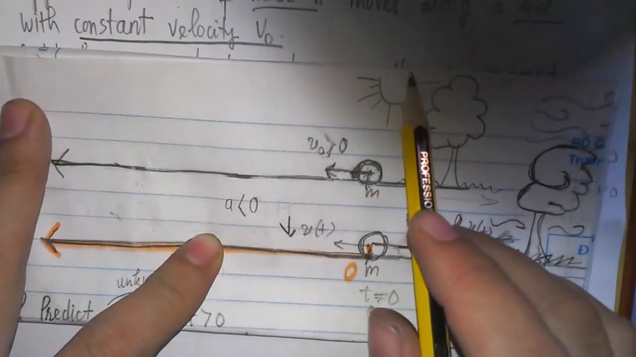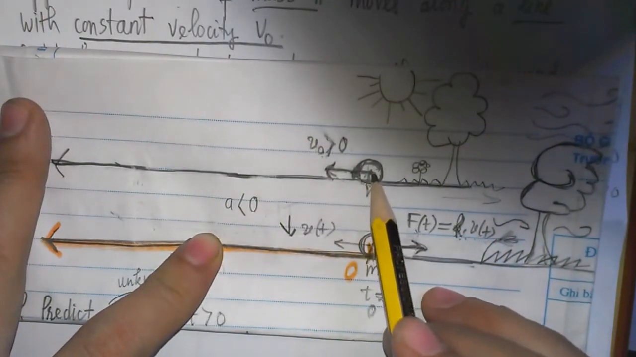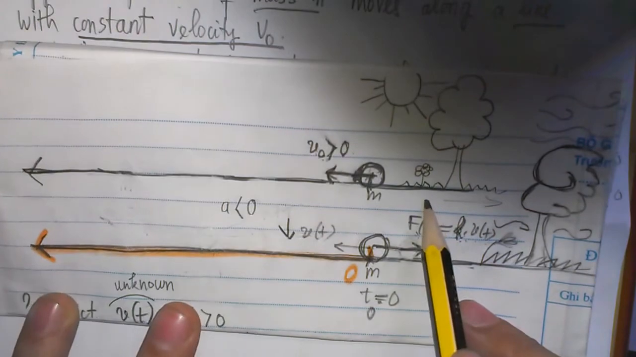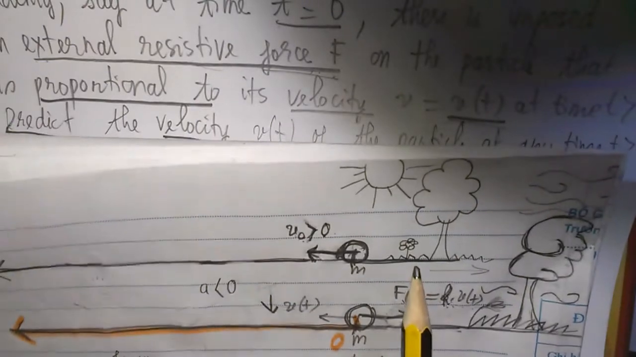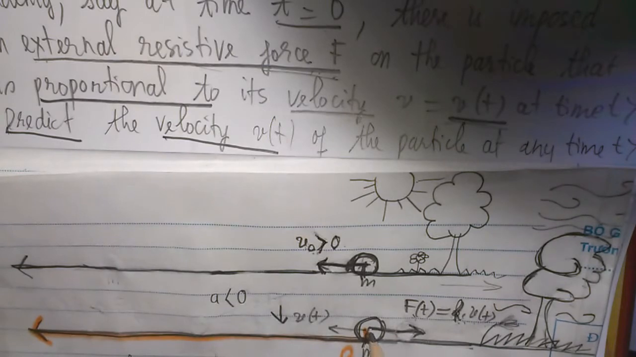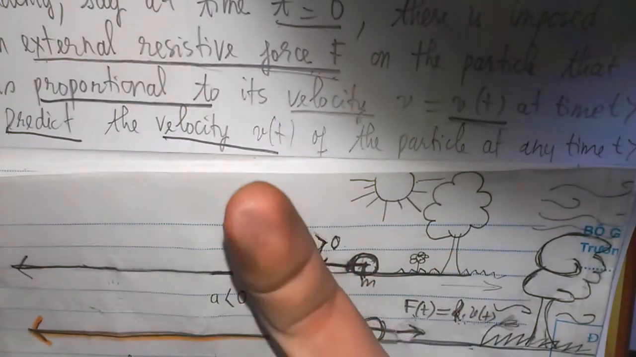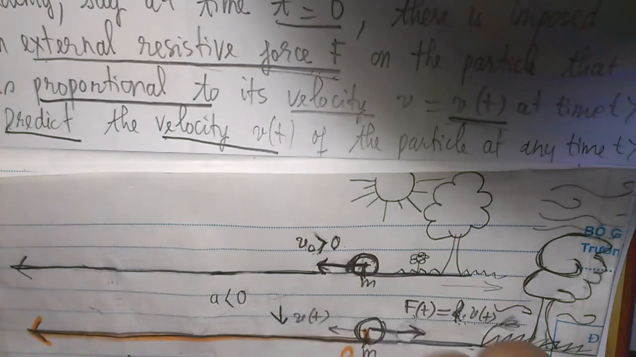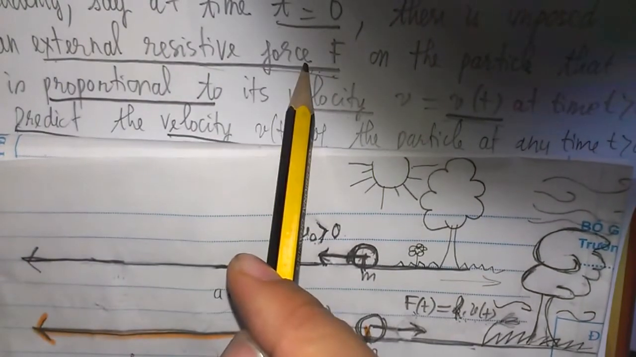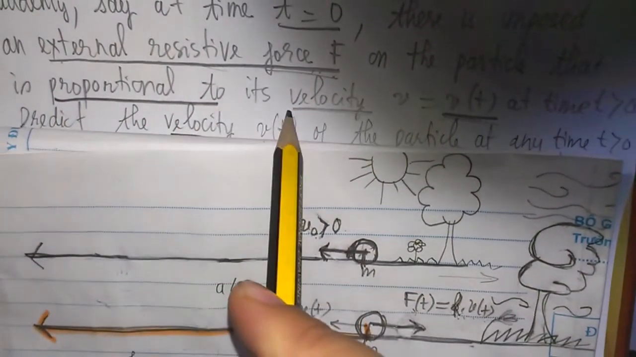on a sunny day we have one object which is moving with a constant velocity, and next suddenly we will have the wind. Can you see the wind? The wind will pull the object back. It will make the particle slow down. And the external resistive force is proportional to its velocity.